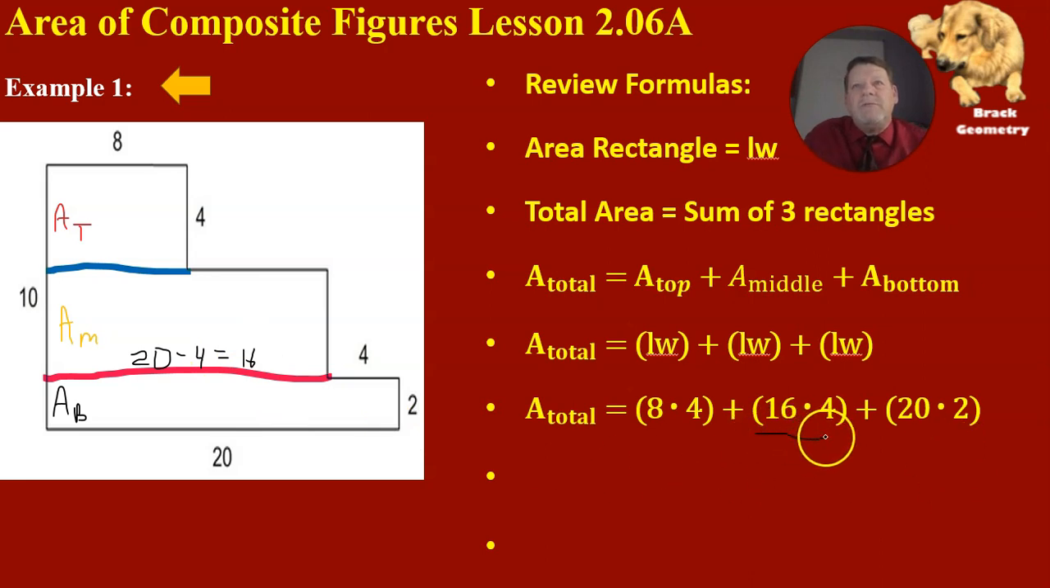So there's this one. And then you have 20 times 2. So this area on the bottom is 20 times 2, which is 40. That's 40 square units. The middle is going to be 16 times 4. And 16 times 4 is 84.